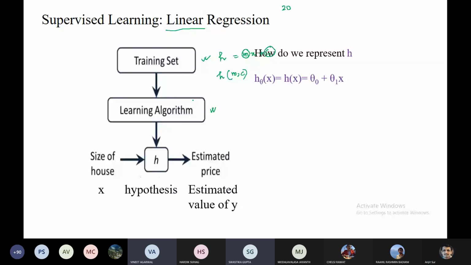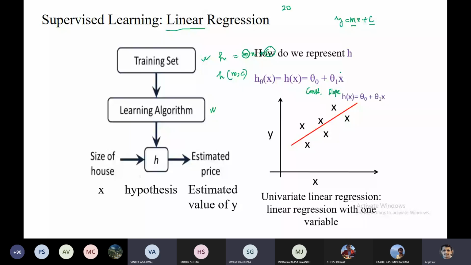Here you see that this represented h theta(x) is basically theta 0, which is a constant, plus theta 1 x, where theta 1 is m, the slope, and x is the variable. This is exactly what I said: y is equal to mx plus c in this format. Since theta 0 and theta 1 were m and c, these are two parameters. So this is a parametric model, and theta 0 and theta 1 are its parameters.